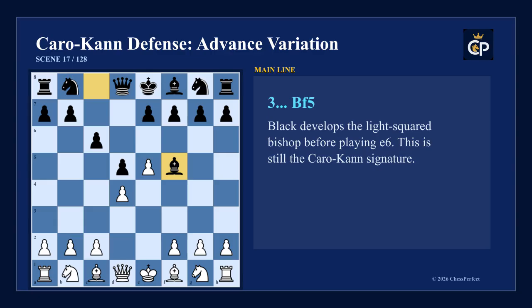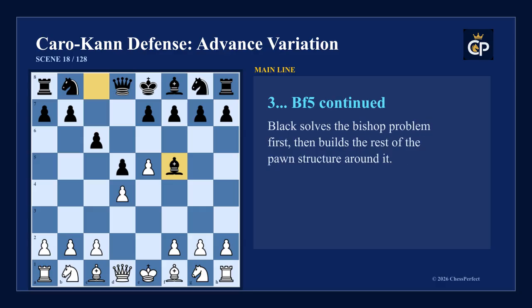Bishop f5. Black develops the light-squared bishop before playing e6. This is still the Caro-Kann signature. Black solves the bishop problem first, then builds the rest of the pawn structure around it.